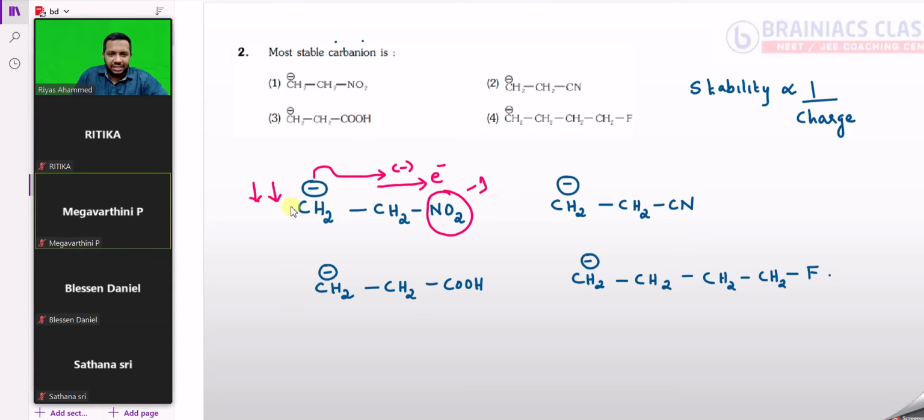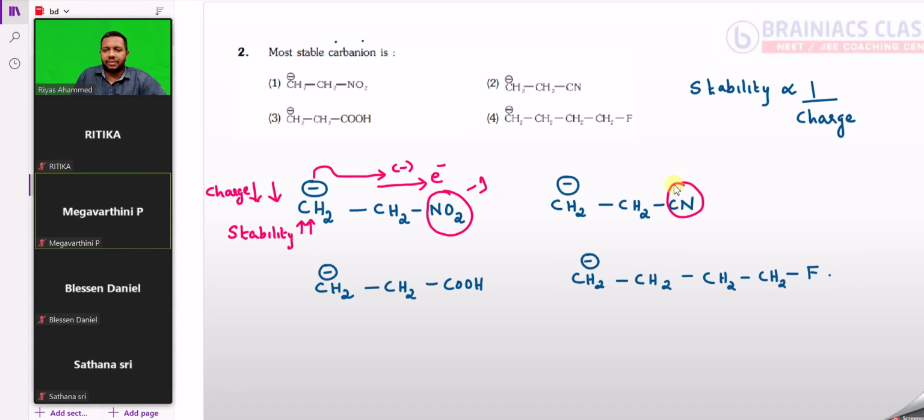So if the charge is decreasing, what will happen to the stability? So here charge decreases. So what will happen to the stability? Tell me. Stability increases. So it has good stability. Its stability is increasing. Now next one I am seeing.